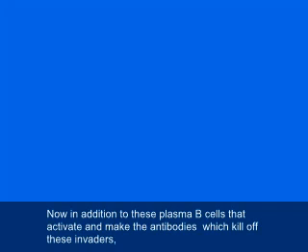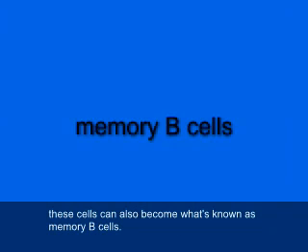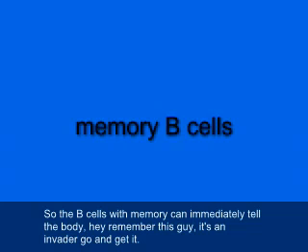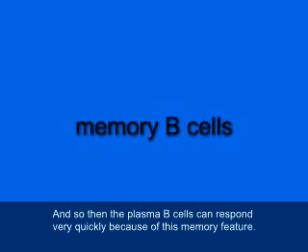Now, in addition to these plasma B cells that activate and make the antibodies which kill off the invaders, B cells can also become what's known as memory B cells. And what they do is they have the ability to remember an antigen that has been fought before. So the B cells with memory can immediately tell the body, hey, remember this guy? It's an invader, go get it. And so then the plasma B cells can respond very quickly because of this memory feature.